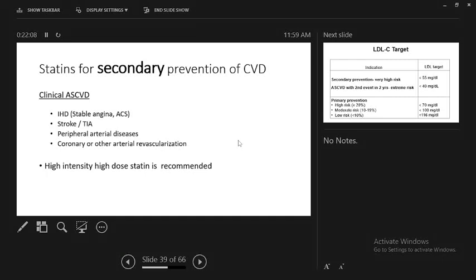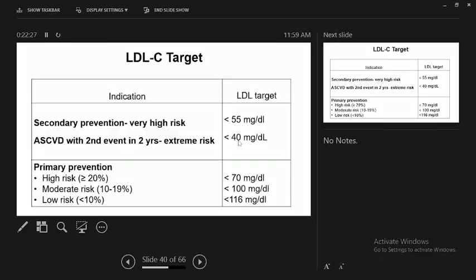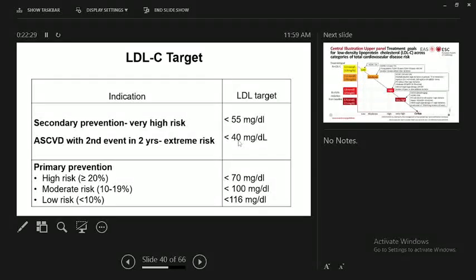And these categories of patients need, I have listed only the clinical ASCVD, but other patients we can consider as well, if they have undergone a CT coronary angiogram, or if they have plaques on carotid Doppler. They need a high dose, high intensity statin.